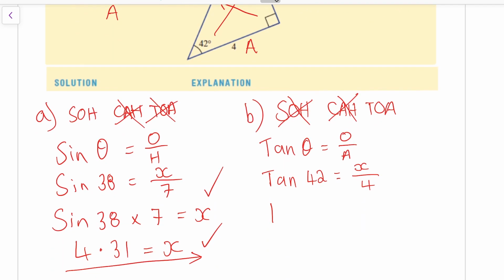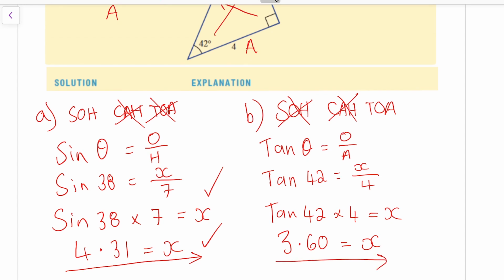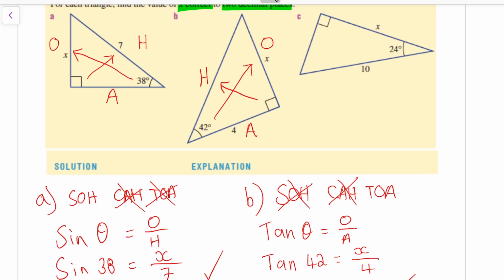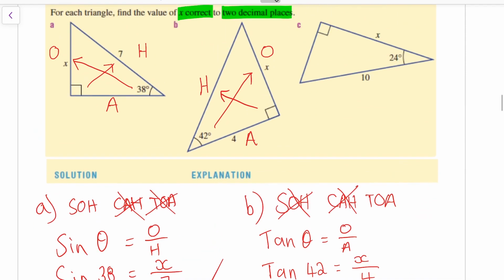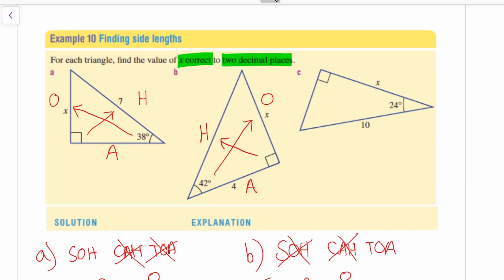Solving for x again, so it's tan 42 times by 4 is equal to x. Punch that into your calculator, knowing how your calculator works. It's going to be 3.60 to 2 decimal places, and that's what my x equals for B. Same thing, 2 marks for that. All right, back to question C. Last question for today.